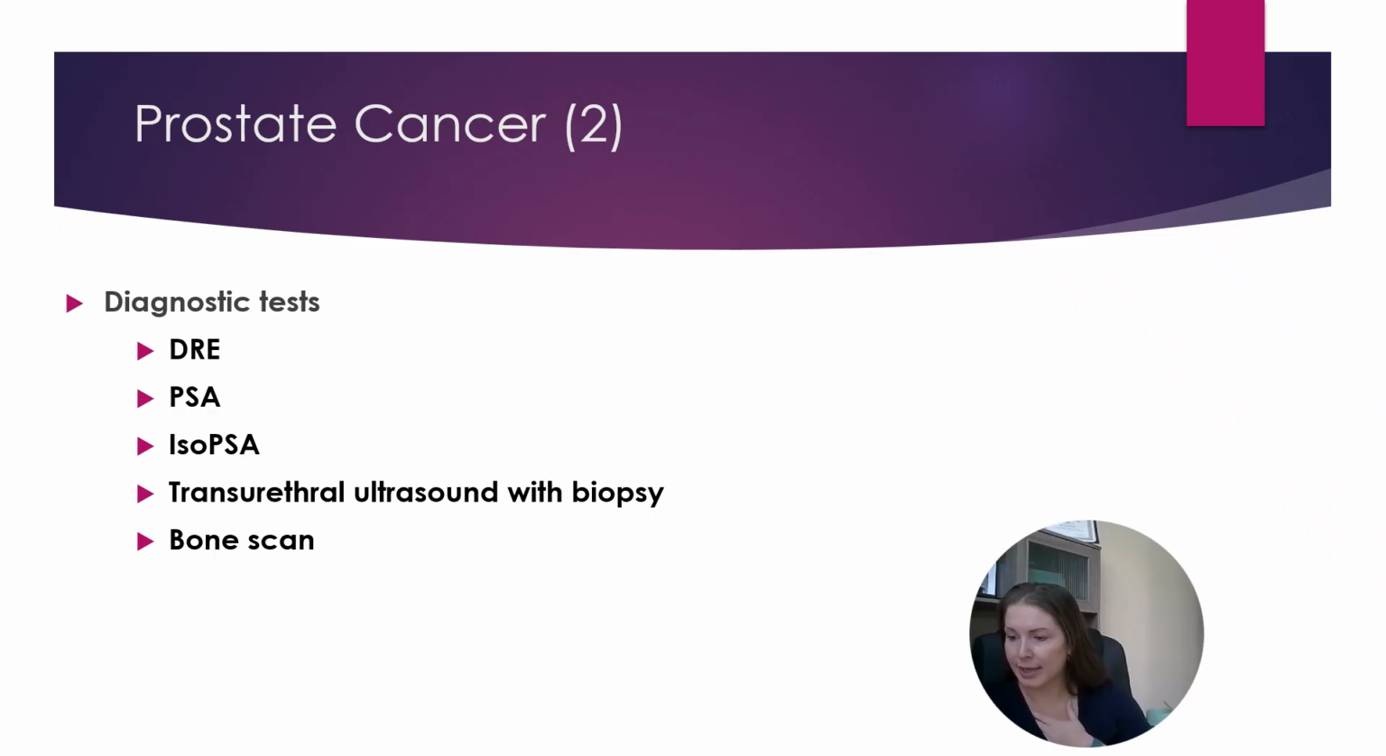The ISO-PSA, that's a newer test. It's more accurate at distinguishing between BPH, or between the benign and malignant prostate diseases. Okay, so this is ideally going to help reduce biopsies. We have that transrectal ultrasound with biopsy, a bone scan. So we want to teach our patients that there are screening tools, but biopsy is going to be our definitive answer here.